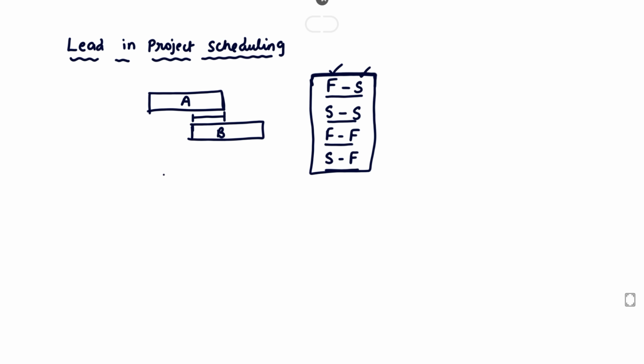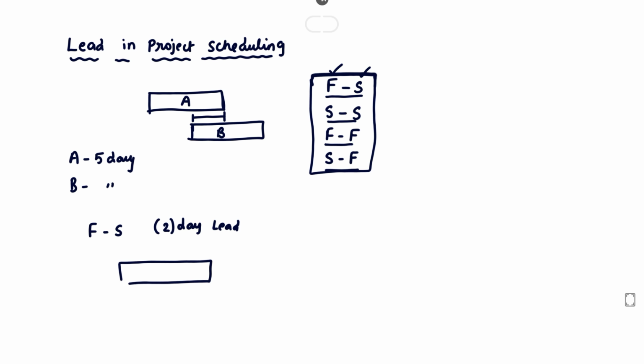Now we can take activity A and activity B. Activity A has a duration of 5 days, and activity B also has 5 days. Now we can take finish to start, but with 2 days of lead. So how can we draw it? First, this is activity A, 5 days.